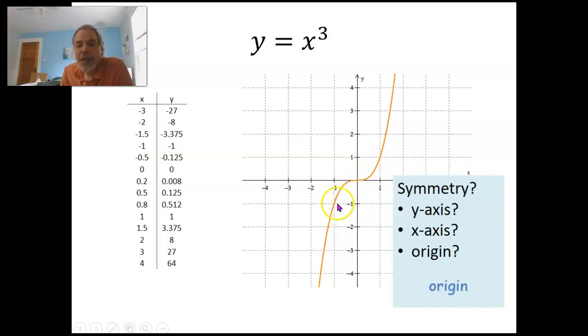1, 1, -1, -1. 2, 8, -2, -8. 0.5, 0.125, -0.5, -0.125.